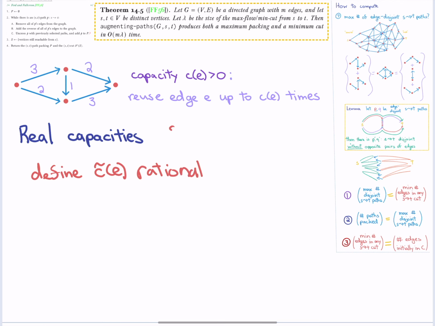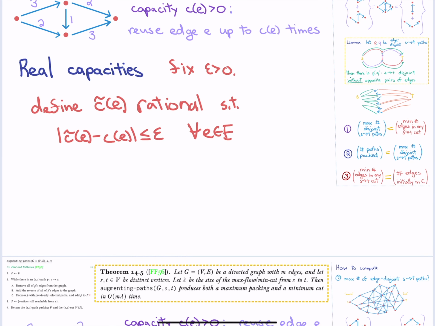Let me do this correctly. So I'll fix some error parameter, which can be arbitrarily small, and we'll make it arbitrarily small at the end. I'll call it epsilon for error, okay? And I'll define rational capacities such that this is really, really close for all edges e. So for every edge e, I'll just get a really, really similar rational value.